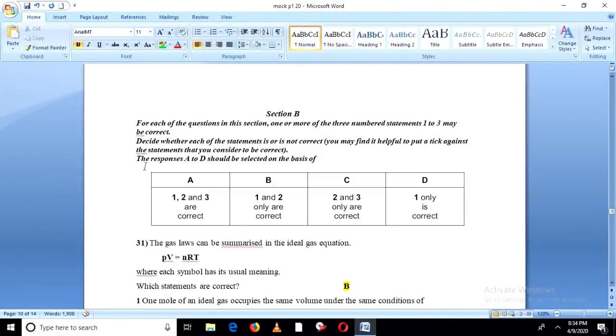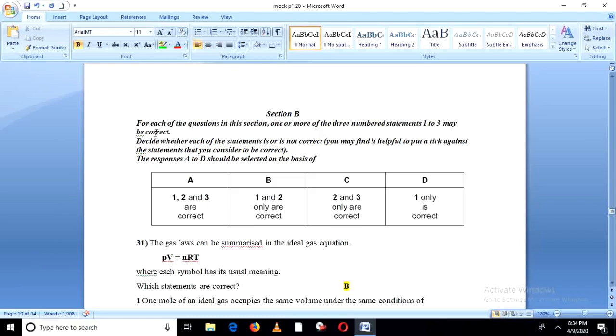Today in this video, students, we are going to discuss the next 5 MCQs. That is our section B, which contains 10 MCQs, out of which 5 would be solved here, from MCQ number 31 to MCQ number 35. Section B is a different section of paper 1. This is paper 1 of the mock 2 examination.